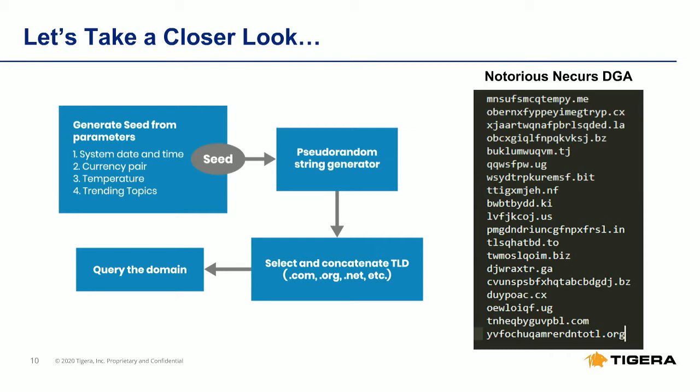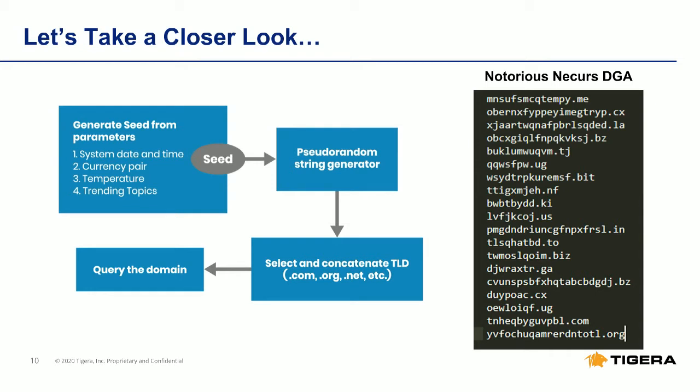Once he has that random string, he needs to concatenate a top-level domain. The way he does that is he can use the TLD depending on an even-odd day scheme, or depending on the day of the week, he can choose to use particular TLDs. And then he gets an FQDN which he can query. On the right-hand side, you can look at the DGA generated for the notorious Conficker botnet. If you are following the news, just a few days back, Microsoft took down the Conficker botnet.